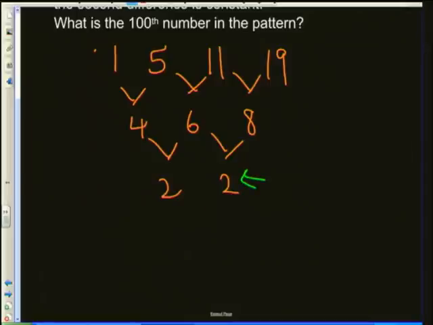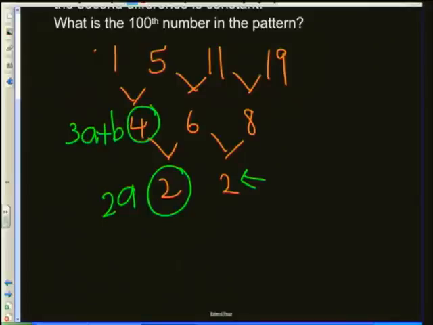And as you may remember, this simply means that 2a is equal to that second difference, 3a plus b is equal to the first difference, 4, and a plus b plus c is equal to 1. Why are we doing this? Because we need to work out the value of a, b, and c.